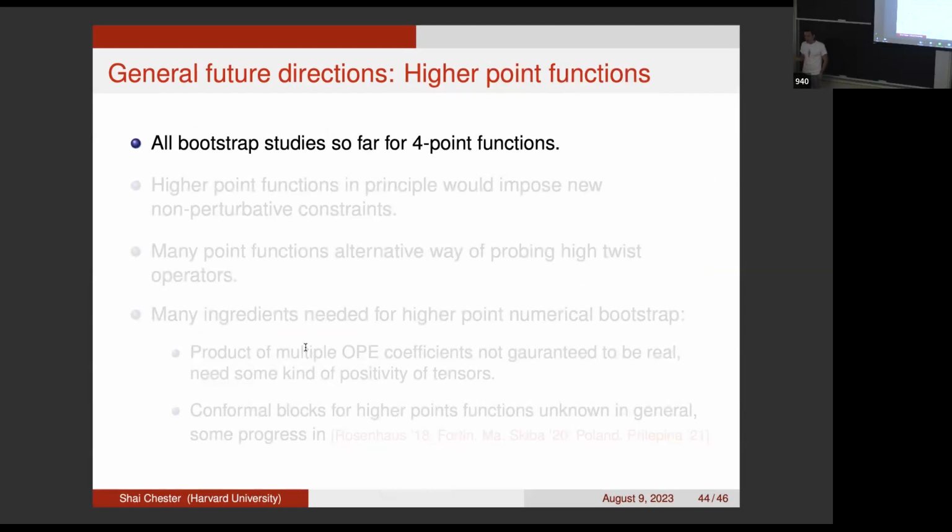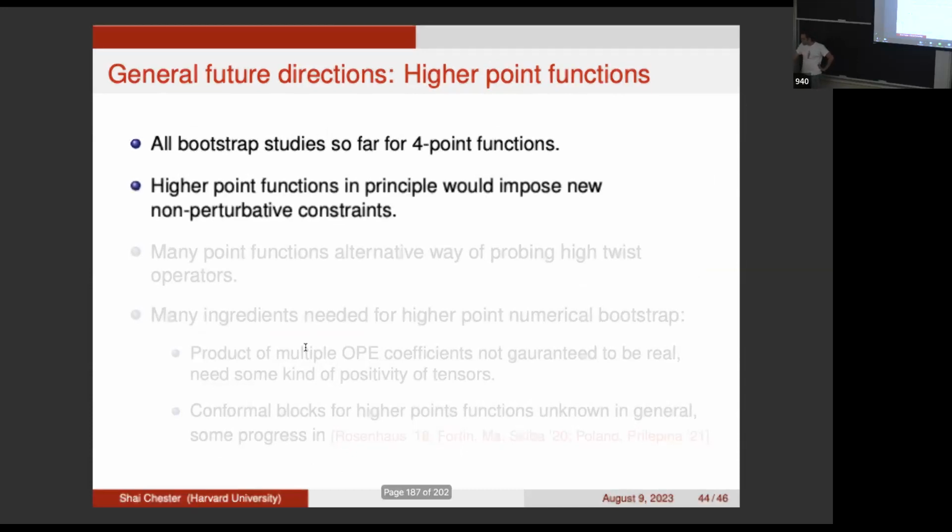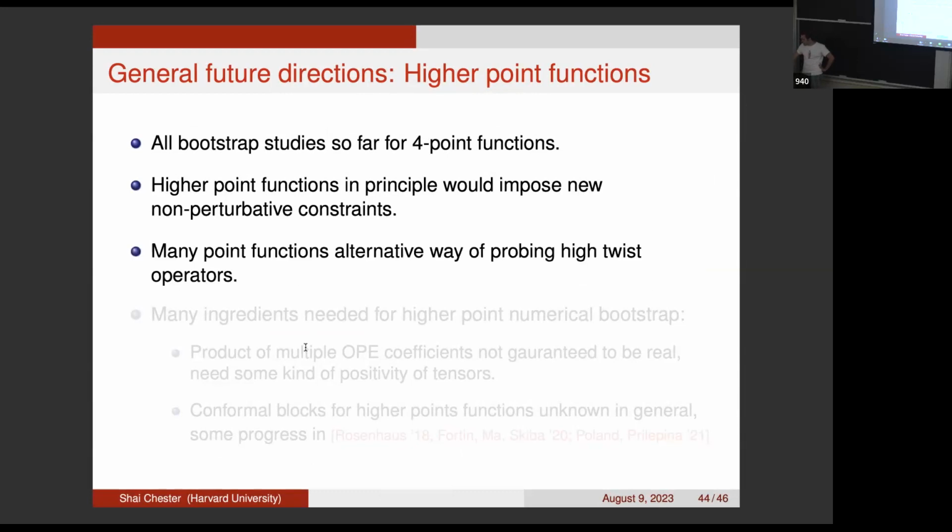Another big question is higher point functions. All bootstrap studies for the most part have been about 4-point functions. There was a paper which came out just a couple months ago about 5-point functions by David Poland. Higher point functions in principle would impose new non-perturbative constraints. These higher point functions are an alternative way of probing high twist operators. Because a high twist operator might be very hard to see in a 4-point function. But if you look at a 10-point function, what used to be a high twist operator will now be kind of leading order at large n. So this would be another way of seeing high twist operators.